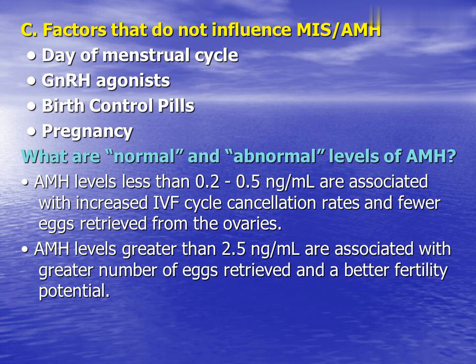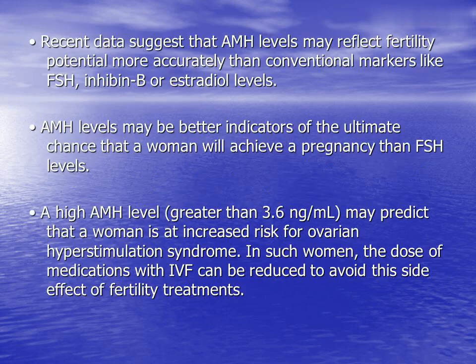What are normal and abnormal levels of AMH? AMH levels less than 0.2 to 0.5 nanograms per milliliter are associated with increased IVF cycle cancellation rates and fewer eggs retrieved from the ovaries. AMH levels greater than 2.5 nanograms per milliliter are associated with a greater number of eggs retrieved and a better fertility potential. Recent data suggest that AMH levels may reflect fertility potential more accurately than conventional markers like FSH, inhibin B or estradiol levels. AMH levels may be better indicators of the ultimate chance that a woman will achieve a pregnancy than FSH levels.